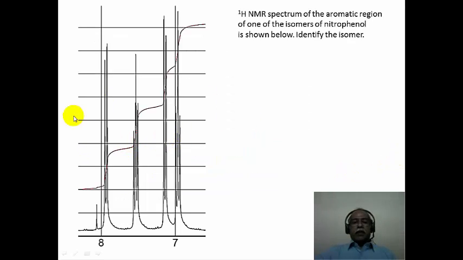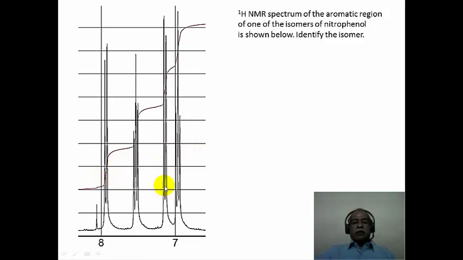Here the NMR spectrum is shown. This is a proton NMR spectrum, 300 MHz proton NMR spectrum. The proton NMR spectrum of the aromatic region of one of the isomers of nitrophenol is shown below. That is this particular spectrum here. This corresponds to one of the isomers of nitrophenol. We have to identify the nitrophenol isomer based on the spectral pattern that is given here.